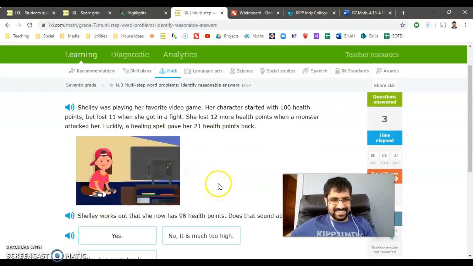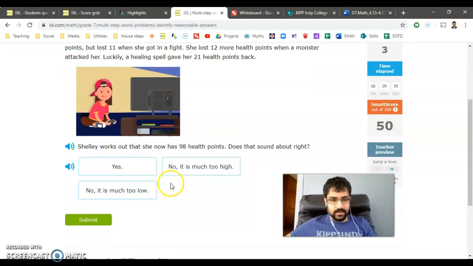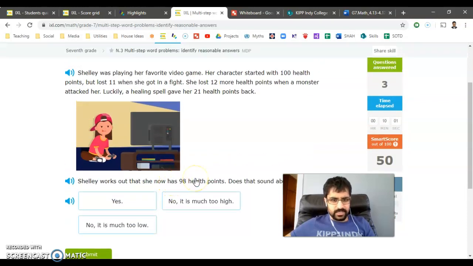Well done. Shelly was playing her favorite video game. It looks like an awesome video game. Her character started with 100 health points, but lost 11 when she got in a fight. Oh no. She lost 12 more health points when a monster attacked her. Luckily, a healing spell gave her 21 health points back. Shelly works out that she now has 98 health points. Does that sound about right?